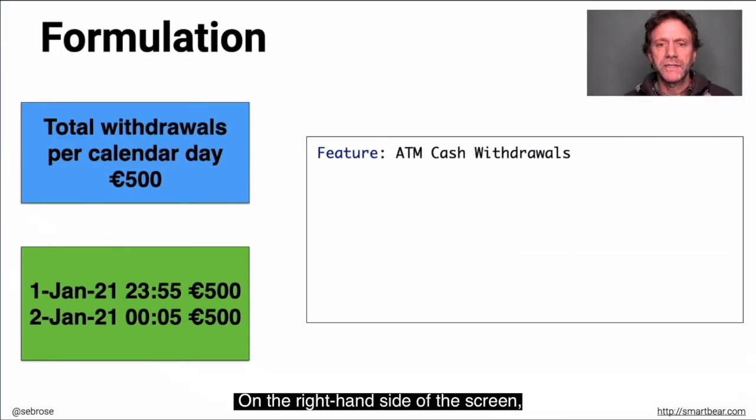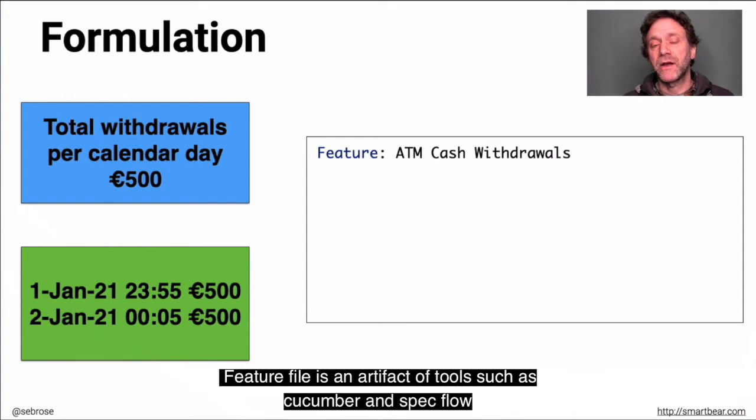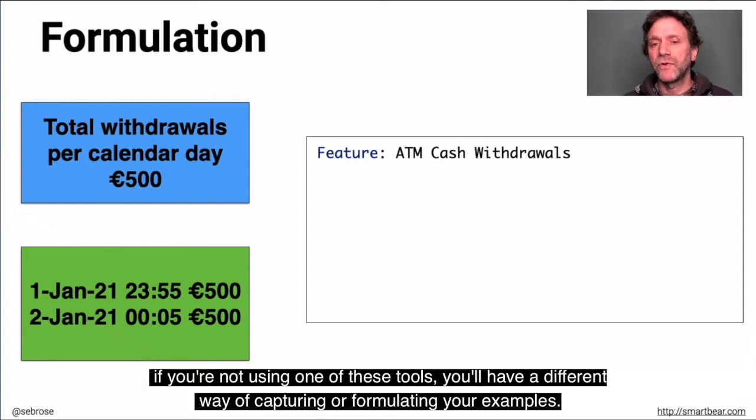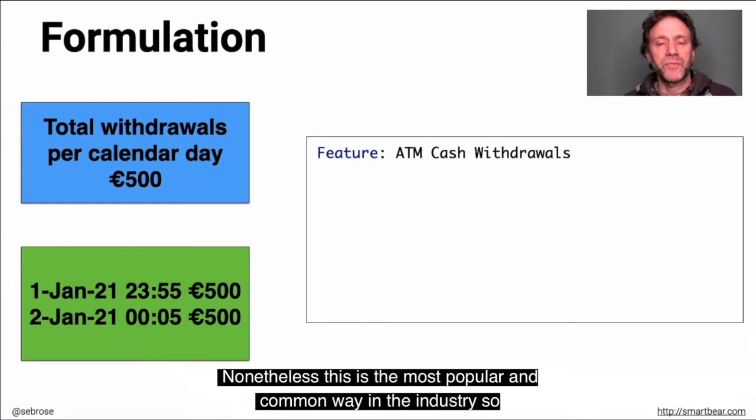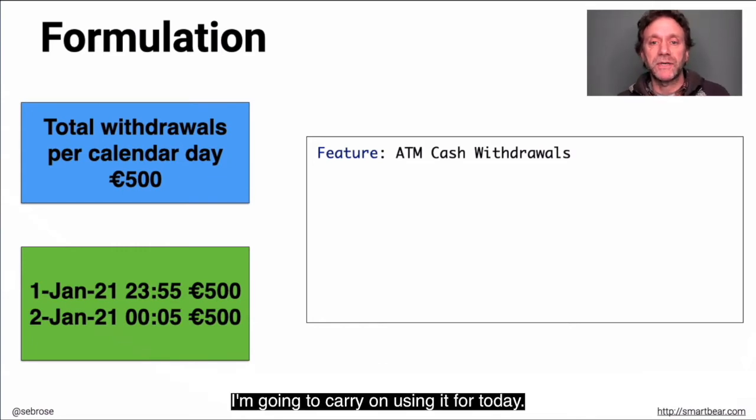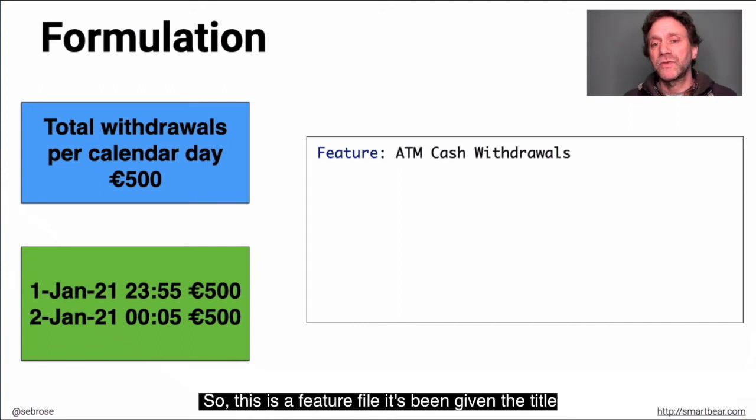So we take this example and we're going to formulate it into business readable terminology. On the right hand side of the screen, we have a feature file beginning to get written. Now, a feature file is an artifact of tools such as Cucumber and SpecFlow. If you're not using one of these tools, you'll have a different way of capturing or formulating your examples. Nonetheless, this is the most popular and common way in the industry, so I'm going to carry on using it for today. So this is a feature file.